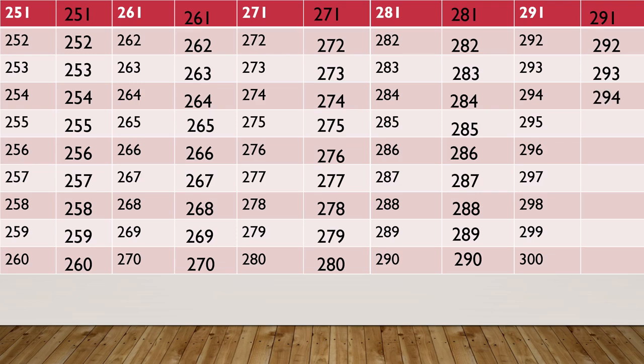Next is 294, then 294. Next is 295, then 295. Next is 296, and we will write the same numbers, 296. Next is 297, then 297. Next is 298, then 298. Next is 299, then 299. Next is 300, then I will write here 300.